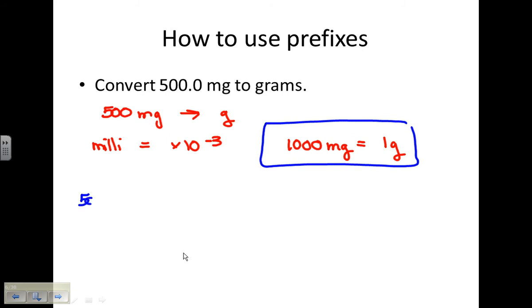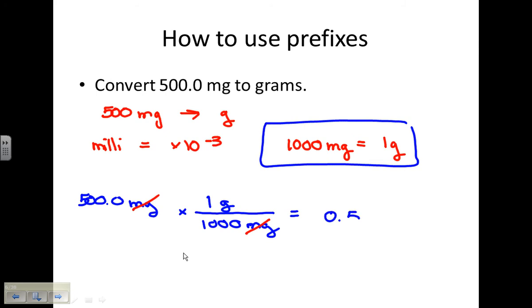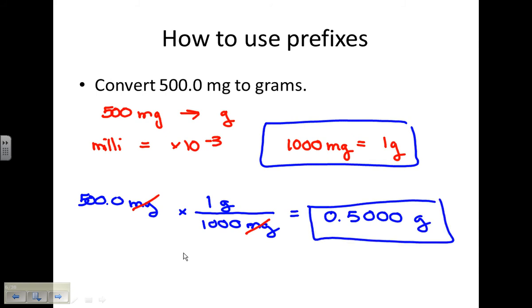So I'm going to take 500.0 milligrams, and I'm going to multiply by 1 gram divided by 1,000 milligrams. Your milligrams cancel, and our final answer to the proper sig figs, 0.5000 grams. Let's look at another problem.